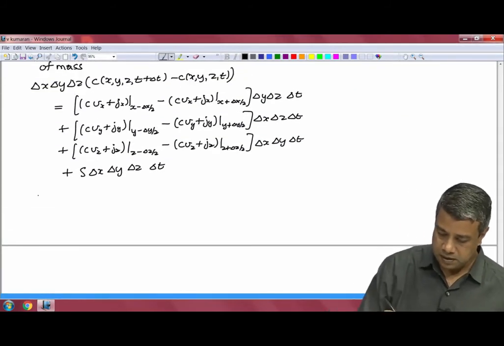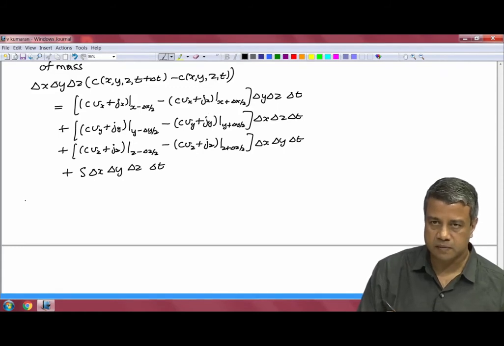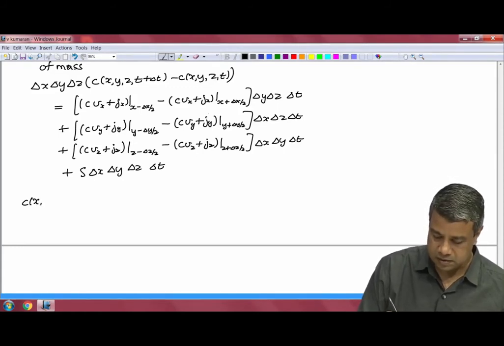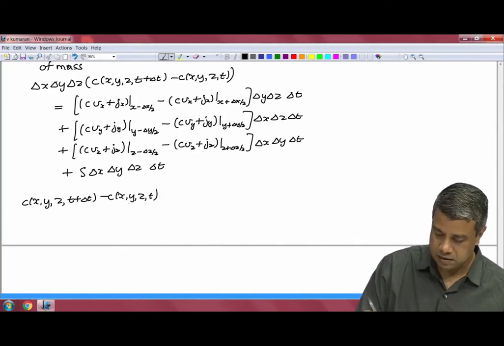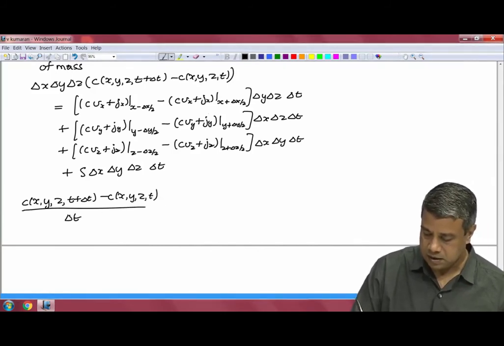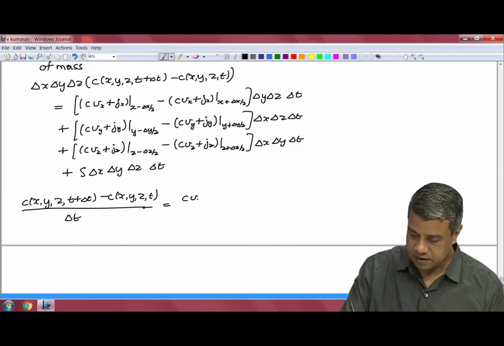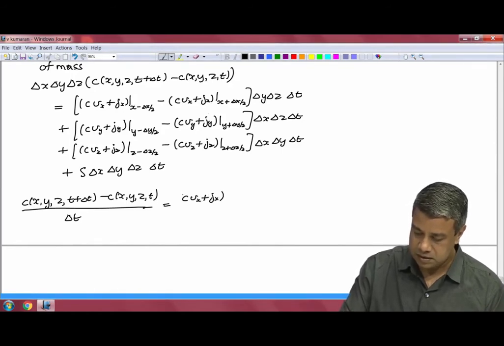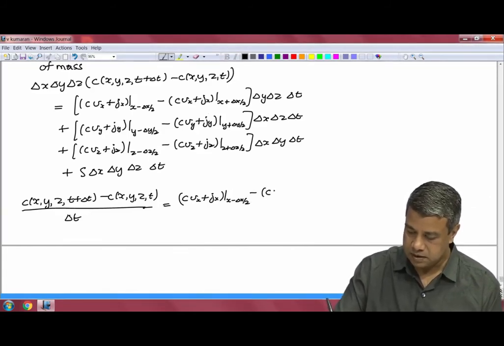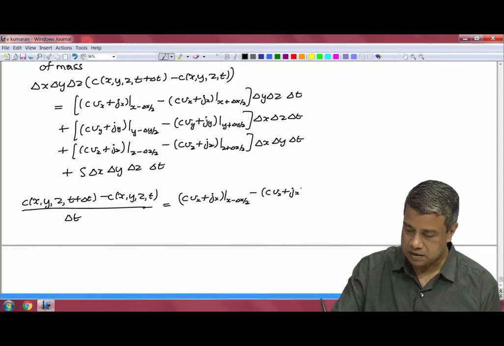Okay. And on the left side, if I divide by volume and divide by delta t, I will get C at x, y, z, t plus delta t minus C at x, y, z and t, by delta t. That is the left side. On the right side, I will get C Vx plus Jx at x minus delta x by 2, minus C Vx plus Jx at x plus delta x by 2, the whole thing divided by delta x.